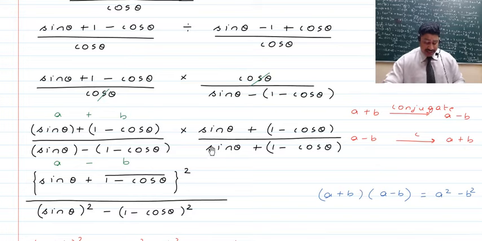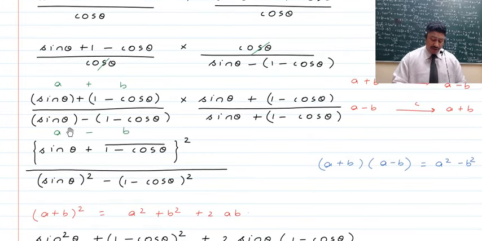This is to be now multiplied for simplification with the conjugate of the denominator. Now what is a conjugate? If you talk about a plus b, then its conjugate will be a minus b, and if you have a minus b, then its conjugate is going to be a plus b. As such, here we multiply with the conjugate of the denominator, that is sine theta.